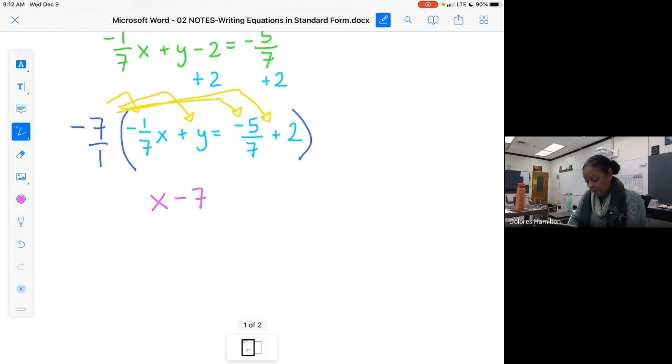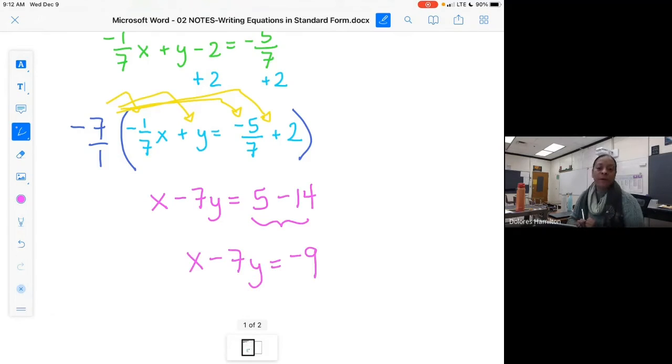That's -7y equals -7 times -5 over 7 gives us +5. And -7 times +2 gives us -14. So the last thing we do here is combine those two like terms, 5 minus 14. And we have our standard form, x minus 7y equals -9.